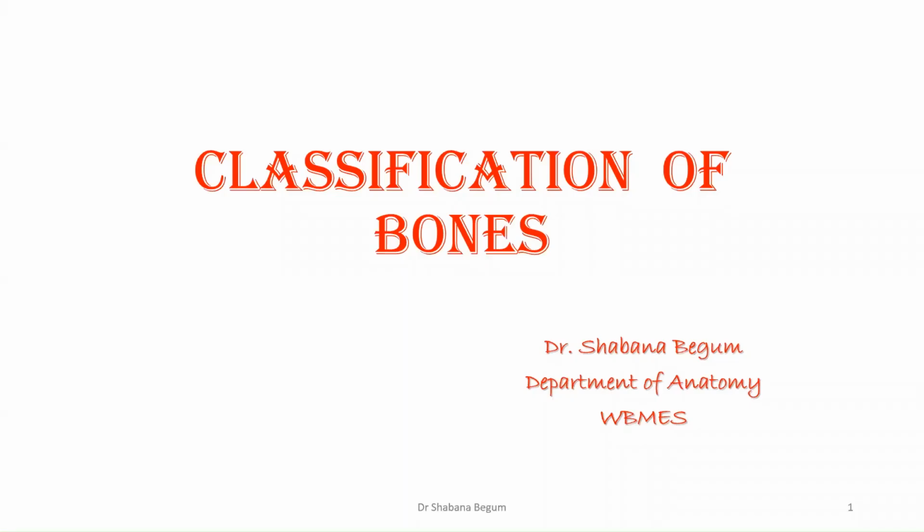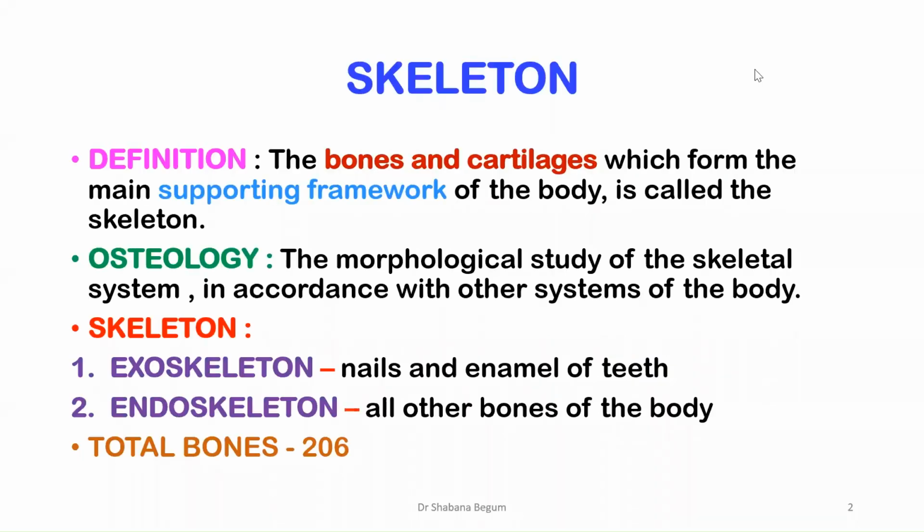Today's topic of discussion is classification of bones. So what is skeleton? The bones and the cartilages which form the main supporting framework of the body is known as skeleton. And what is osteology? The morphological study of the skeletal system in accordance with the other systems of the body.